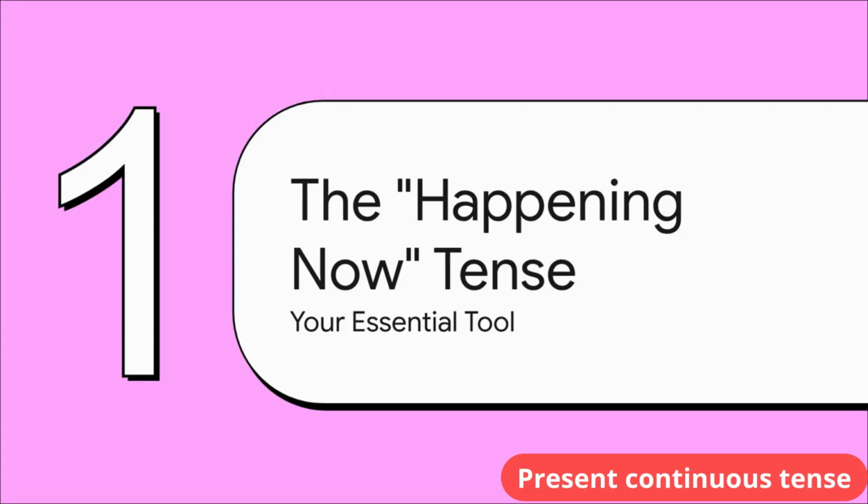I want you to think of the present continuous not as some dusty old grammar rule, but as a specific tool in your English toolkit. It's the precision instrument you need to talk about what is happening right now.